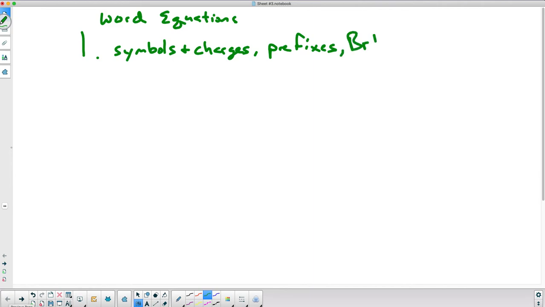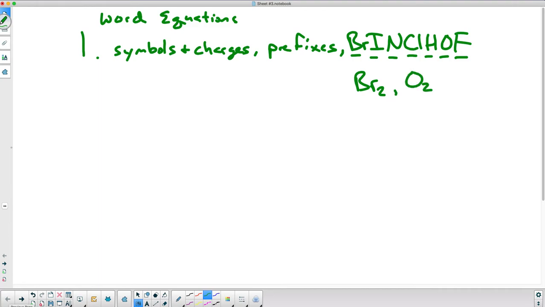And Brinkelhoff, if it's a single element and it happens to be bromine, iodine, nitrogen, chlorine, hydrogen, oxygen, fluorine. Each one of these needs a 2 after it because when you have bromine as an element, it combines with another bromine to always give us Br2. Now we're already aware of this because every time that you see oxygen, you see it as O2.